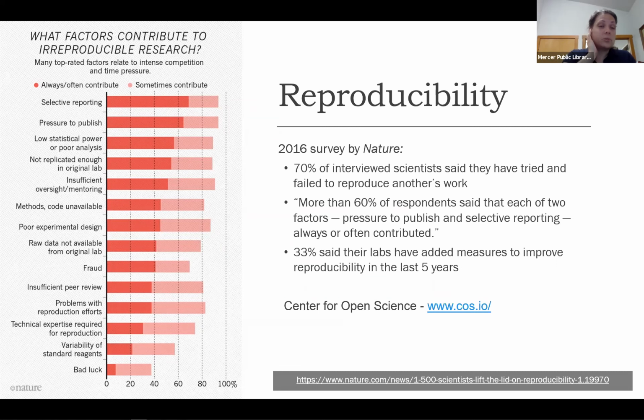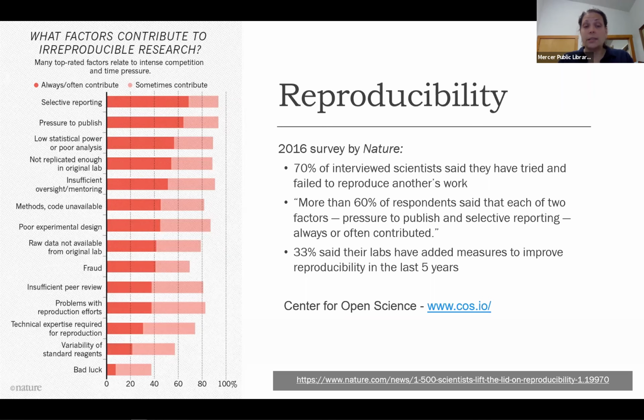But back in the mid-2000s, scientists started talking about this reproducibility crisis. And in 2016, the journal Nature did a survey, and 70% of interviewed scientists said that they have tried and could not reproduce another scientist's work. So they wanted to reproduce it for the purposes of their own research, but when they tried to do it, they got different results. And more than 60% of respondents said that there are two factors: pressure to publish and selective reporting. So again, it goes back to this: I have to publish to keep my job. If I want to publish, I have to have noteworthy data and research to show. And so these are those human factors that creep into academic publishing.